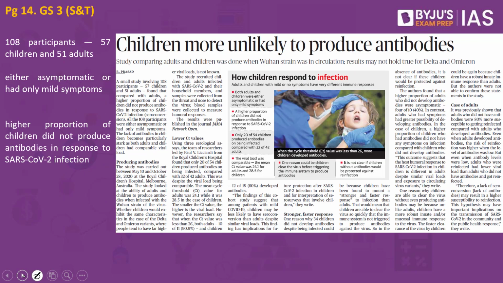Now let's look into the next article. This article says children more unlikely to produce antibodies. Let us try and understand what this article is all about. There was a small study which involved about 108 participants. Out of 108 participants, 57 children and 51 adults were taken into the study. All the 108 participants were either asymptomatic or they had mild symptoms when it comes to COVID-19. So these people were studied, their impact on the body with respect to COVID-19 was studied, and finally the study found that a higher proportion of children did not produce antibodies in response to the SARS-CoV-2 infection.